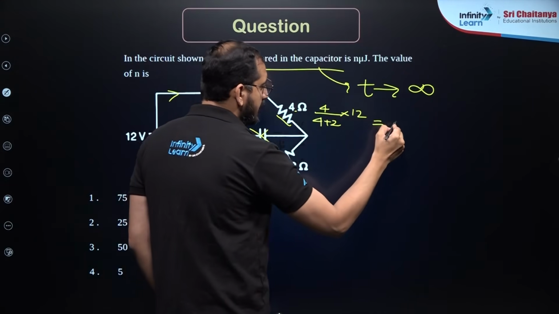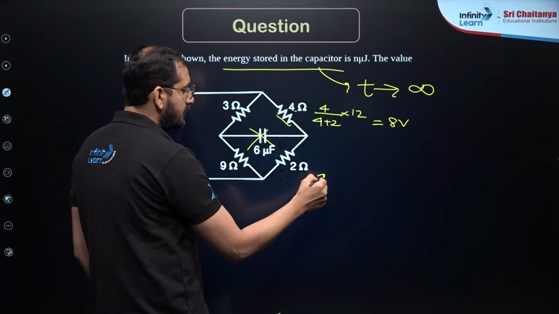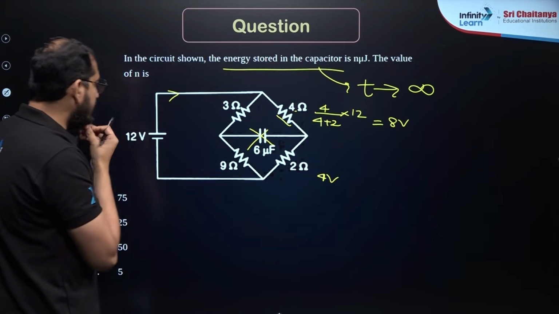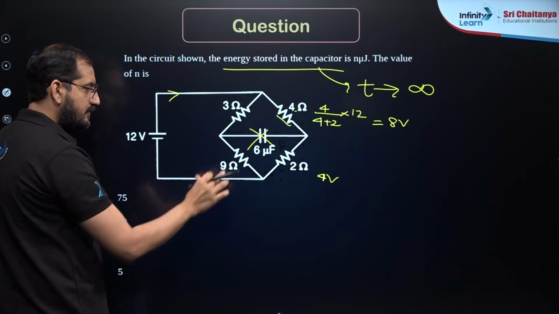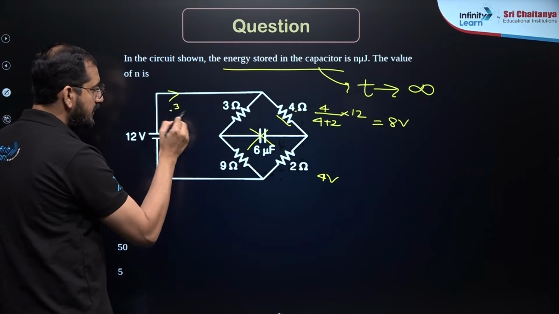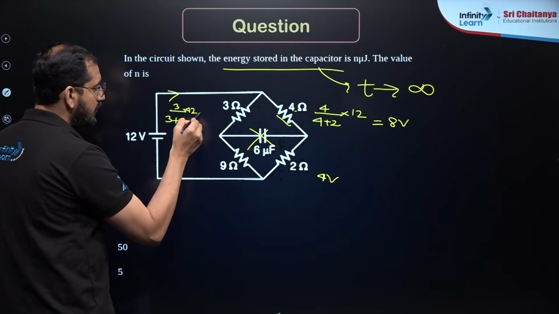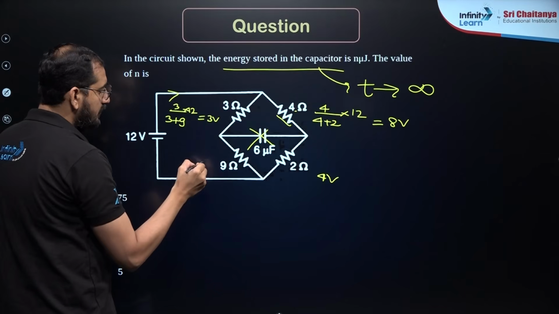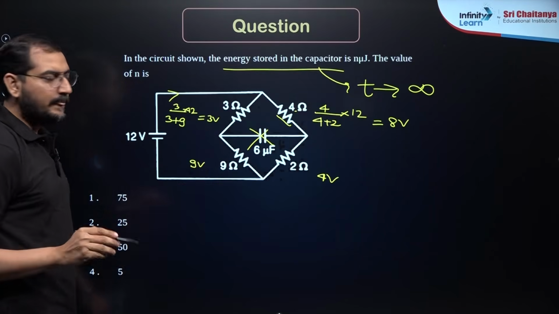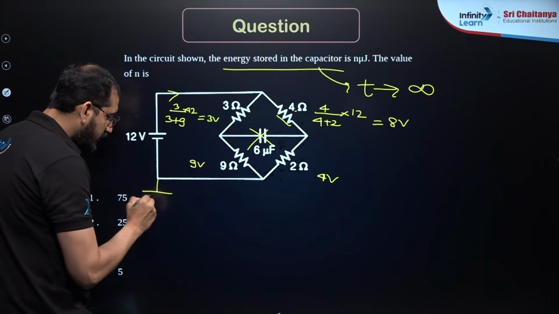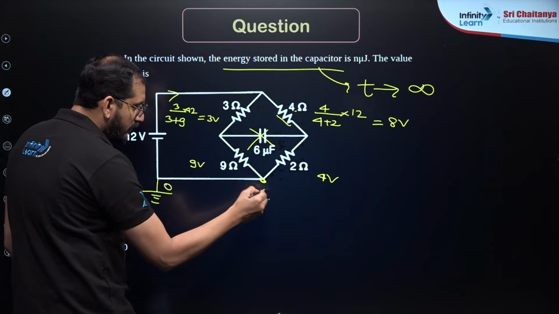Okay, so this value is equal to 8 volt, and obviously over here the value will come out to be as 4 volt. Similarly, this 12 will be divided in 3 ohm and 9 ohm in the same ratio. So here this is 3 divided by 3 plus 9 into 12, coming out to be 3 volt, and if here it is 3 volt, here it will be 9 volt. Okay. Now let us suppose this point is grounded. This is 0 volt. This point will also be 0.